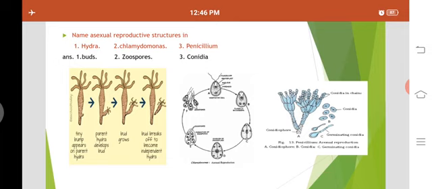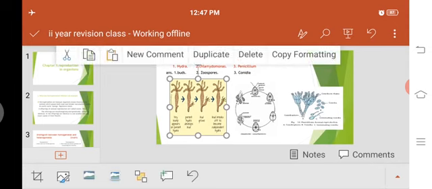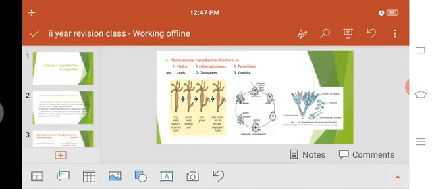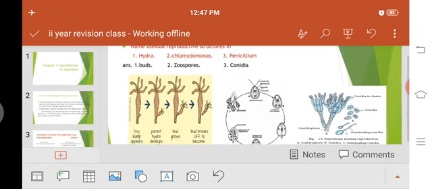Understood? Just for remembering purposes, I have given the diagrams here also. Go through the diagram and see the picture. First you can see Hydra, the first picture here. I will magnify the structure. Hydra you can see here.